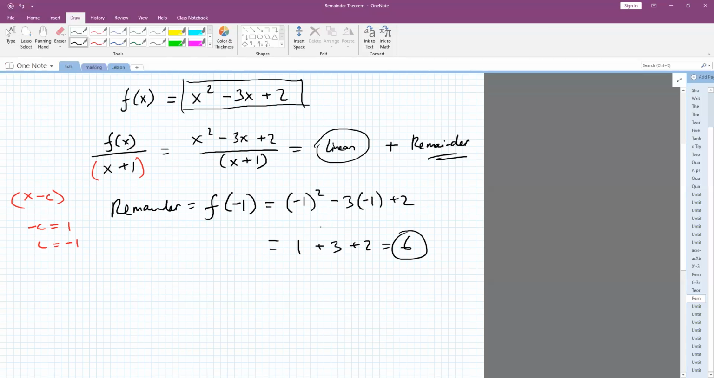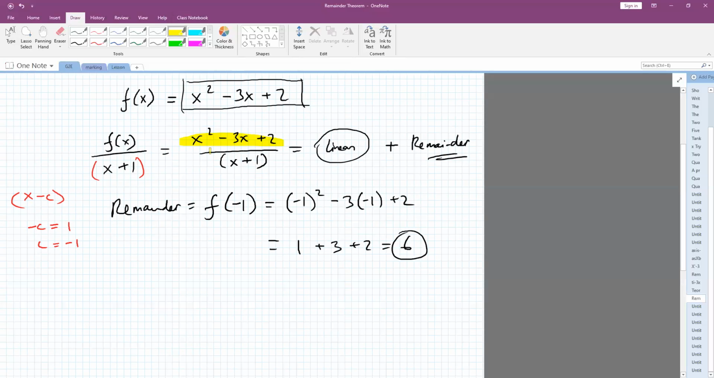But when you divide the polynomial by a linear term, the remainder is not always a number. Sometimes it will give us another linear term. Basically it depends on this function f(x). So we will look at another example of this one.